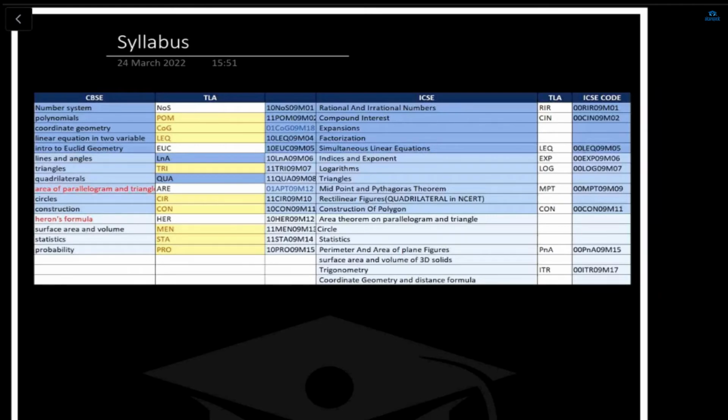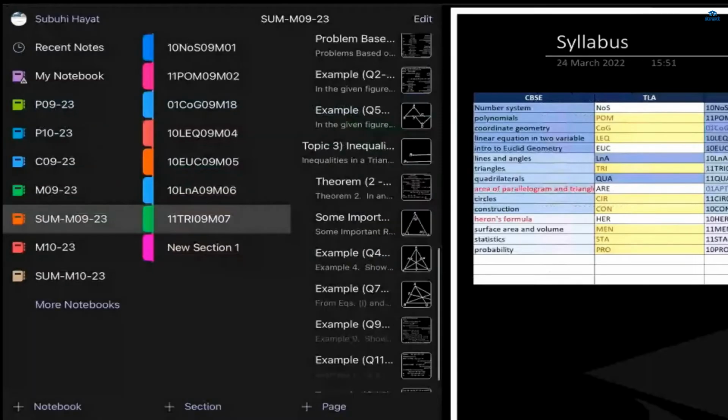Okay, let's see. Let Advika also join. We'll ask her also what's going on. I will start with Heron's formula.